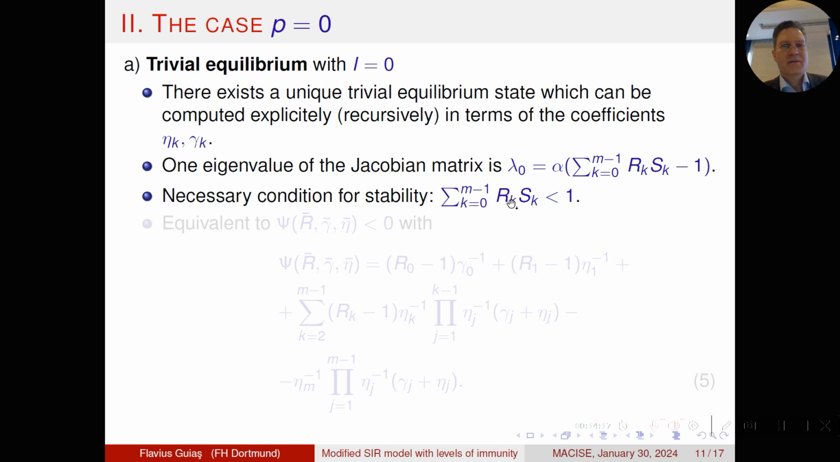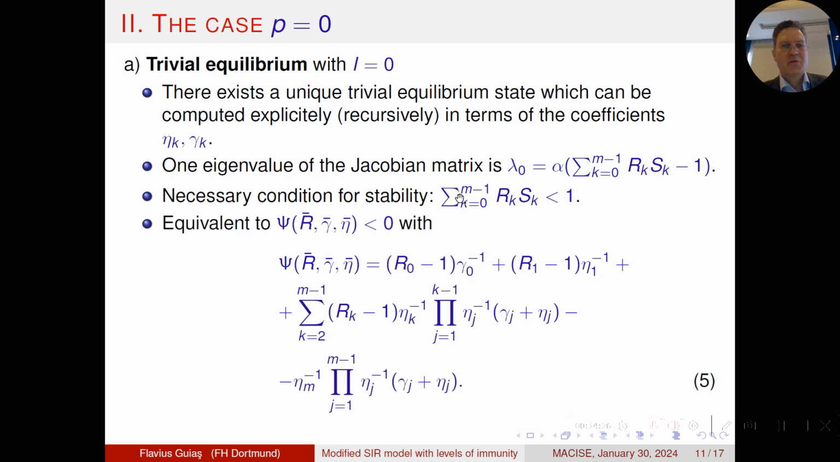So if this condition, Sk are the components of the solution at this equilibrium, which can be computed, as I said, and if you write explicitly this condition by the explicit solution Sk, you get this condition. So this term, which you see here, should be less than 0. It looks complicated, but you see here, it depends on the coefficients, basically on the reproduction numbers, on the vaccination rates, gamma j, on the immunity decay rates, eta j.